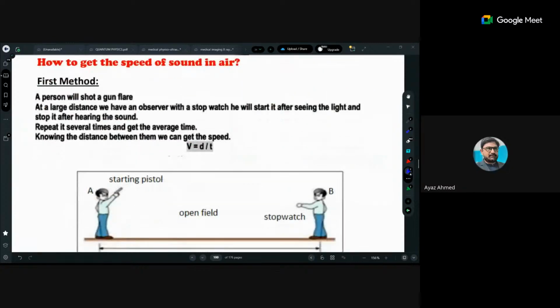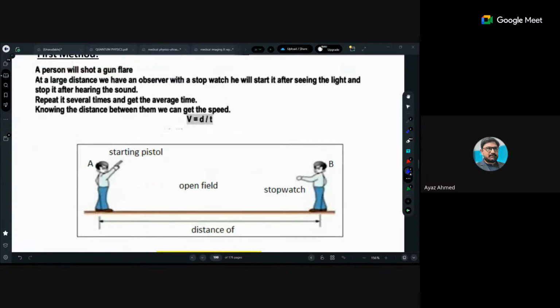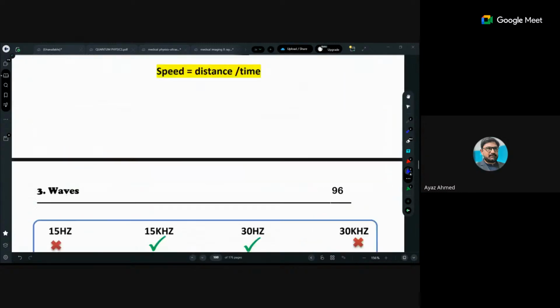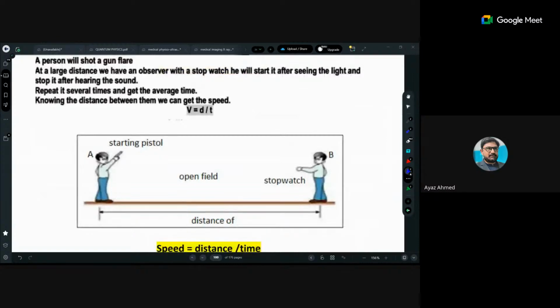Now, this is another important point: how to find the speed of the sound in air. Mostly, this is a question which is asked for 2 to 3 marks. There are different methods for that. The first method is mentioned for the open field, not the lab. In the open field, you know what happens?